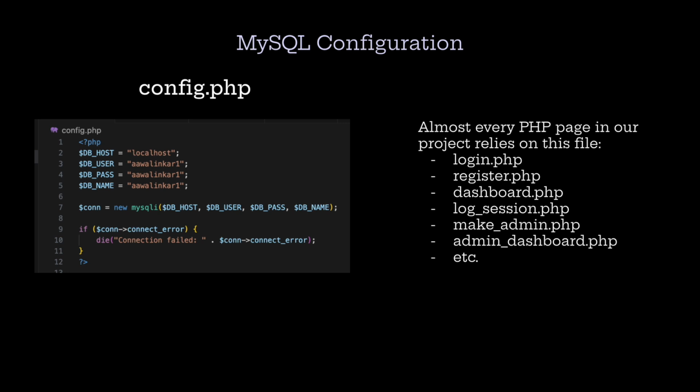Like I mentioned earlier, I talked a little bit about the config.php file. This file stores all of our database credentials and creates a connection using MySQL. And if the connection fails, an error message will be displayed. What's important about this piece of code is that almost every PHP page in our project relies on this file. This includes the login, the registration, dashboard, and so on. We used config.php to improve the connection setup anywhere we needed to talk to the database.